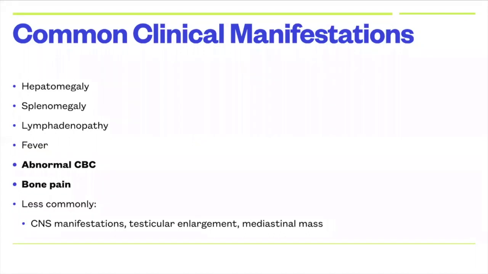We see red blood cells, erythrocytes, and their hemoglobin. We see white blood cells with a differential. Remember, we have neutrophils, lymphocytes, monocytes, eosinophils, basophils, right? Some of these can sometimes be increased, sometimes decreased. Neutrophils, for example, will usually be decreased. And platelets, we're also going to see a decrease in our platelets. Once again, because the lymphoblasts are taking up the bone marrow. So the bone marrow can't produce healthy red blood cells, white blood cells, and platelets.